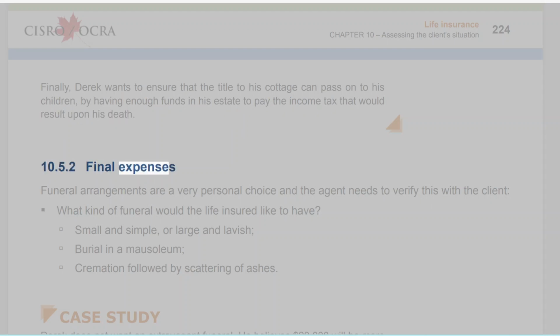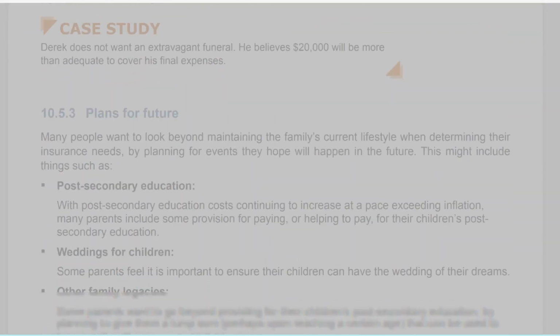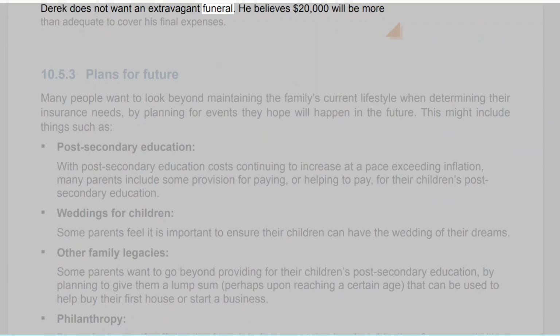10.5.2 Final expenses. Funeral arrangements are a very personal choice and the agent needs to verify this with the client. What kind of funeral would the life insured like to have? Small and simple, or large and lavish. Burial in a mausoleum. Cremation followed by scattering of ashes. Case study. Derek does not want an extravagant funeral. He believes $20,000 will be more than adequate to cover his final expenses.